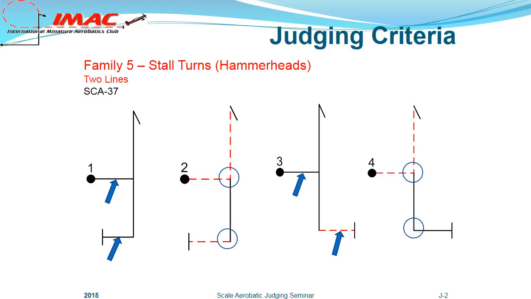All of the radii in these figures, marked by circles, are 1/4 partial loops. Wind correction is required except during the stall portion of the figure.